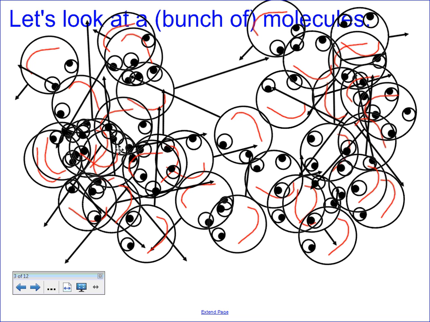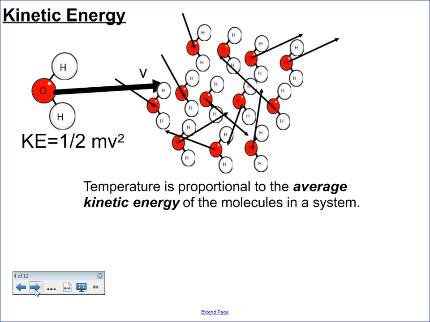And if we were to add up all those kinetic energies and take the average, divide by the number of molecules, we would get a number that's proportional to the temperature of that substance. So a definition of the word temperature, which you use in everyday life, is the average kinetic energy of the molecules in a system. If we've got a bucket, a container of some substance, the average kinetic energy of the molecules in that substance multiplied by some constant gives you what we're calling the temperature.